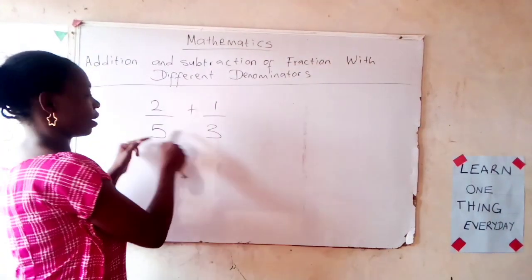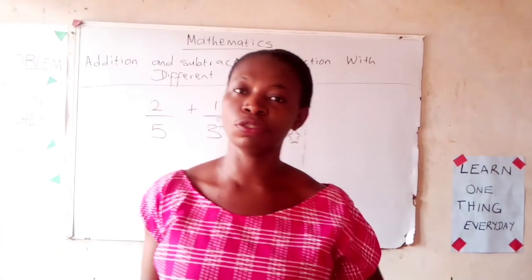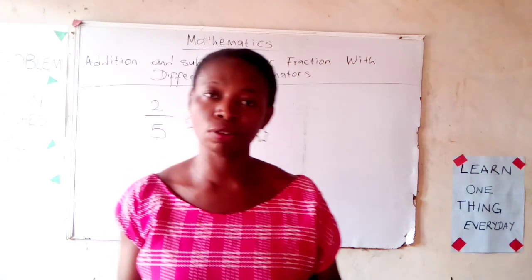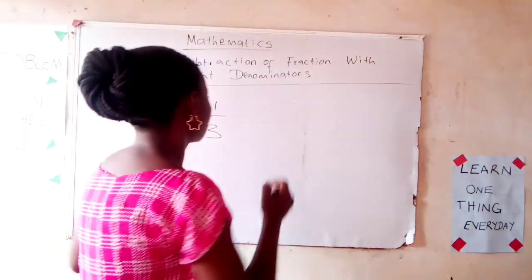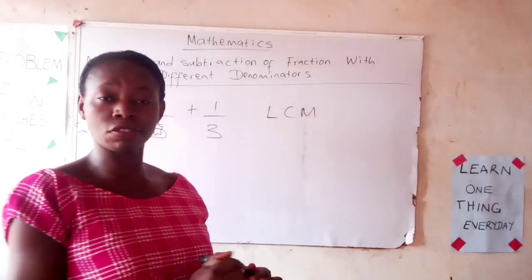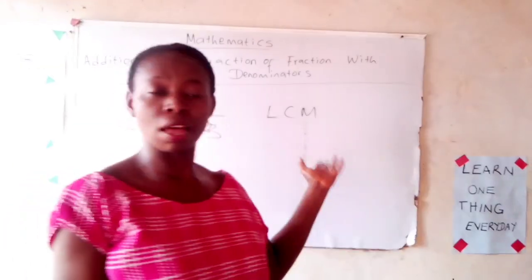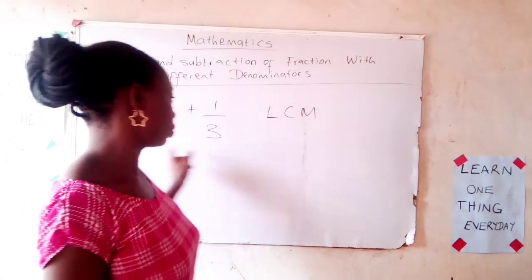Now when I look at the 5 and 3, for me to find their common denominator, what I need to do is find their LCM. LCM means lowest common multiple. You might have come across LCM, so we use it to do this.